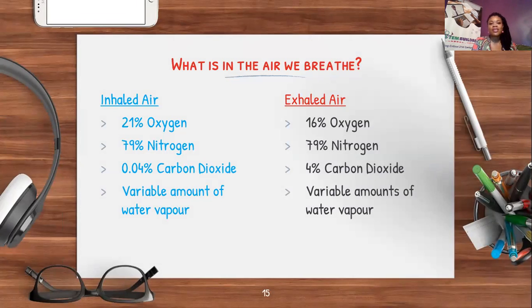So as you can see from this comparison, the amount of oxygen would have decreased, right? So you're moving from 21% to 16% in exhaled air. However, the nitrogen amount would remain the same because we do not use nitrogen gas in that form, right? 0.04% carbon dioxide to 4%. So it would have increased because, as you should remember, carbon dioxide is a waste product of respiration. So the amount would increase from what we breathe in so that we can get rid of that waste when we exhale.